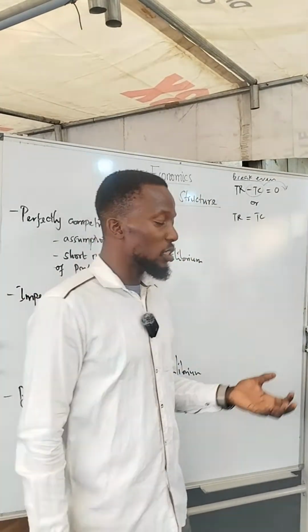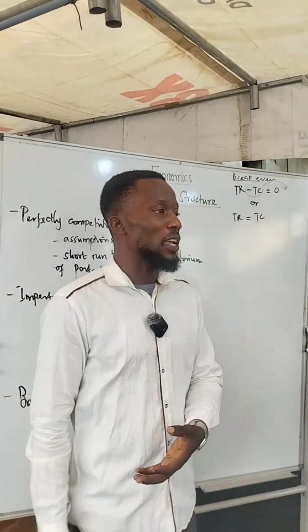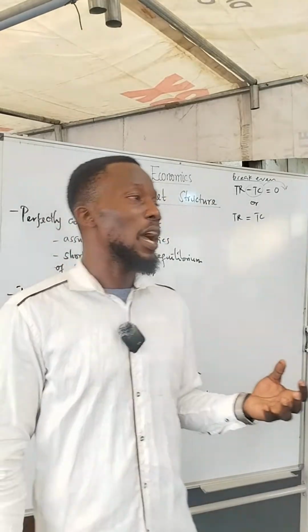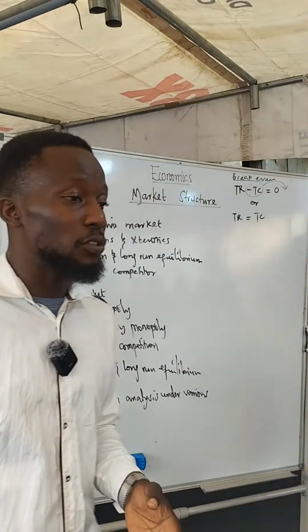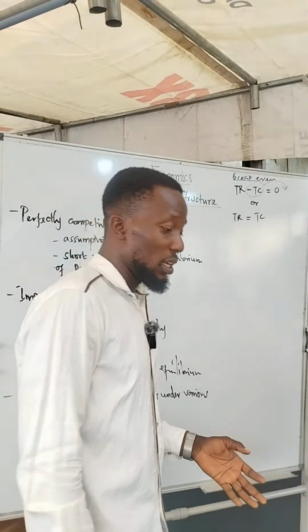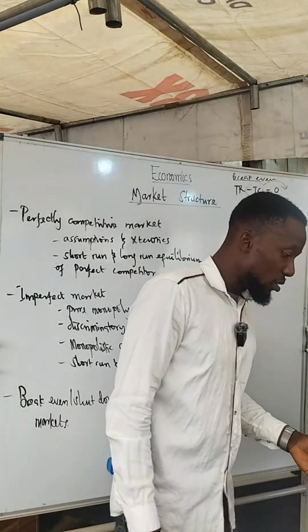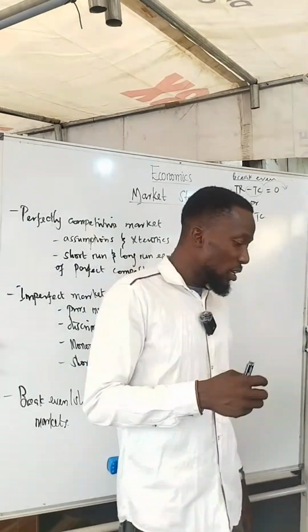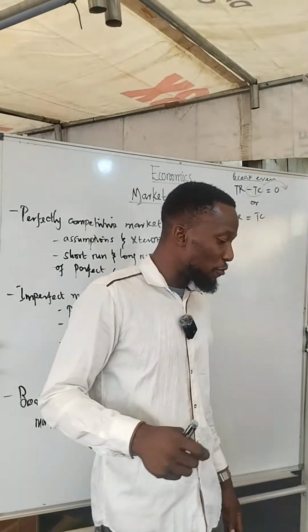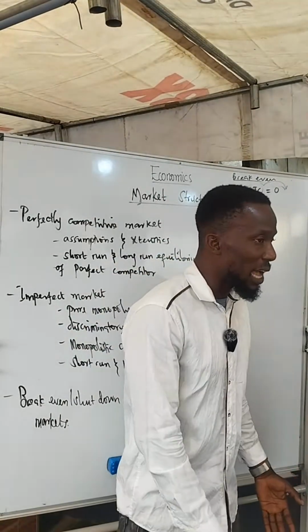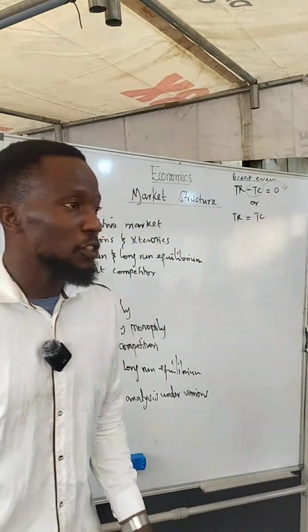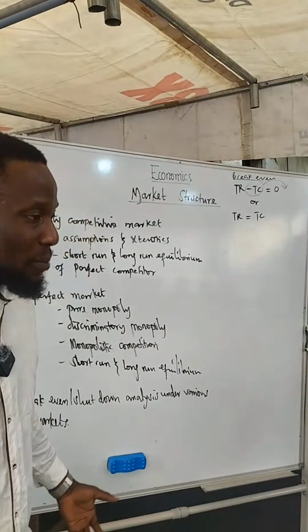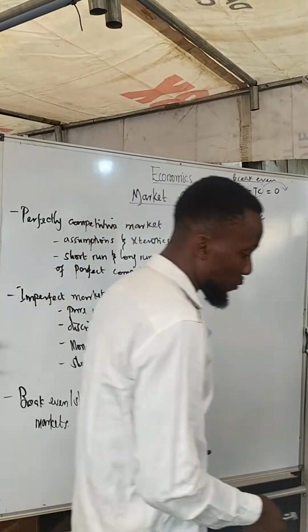The first one is factor market. In factor market, factors of production are being bought and sold. So it is the market in which the prices of various factors of production are determined. The prices of various factors of production are determined in factor market.